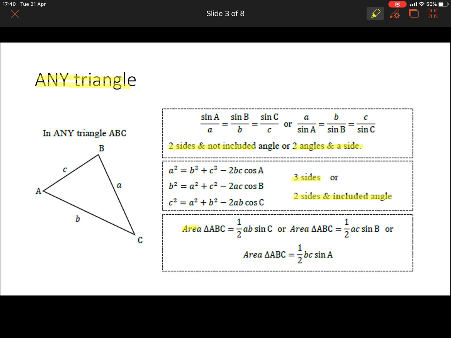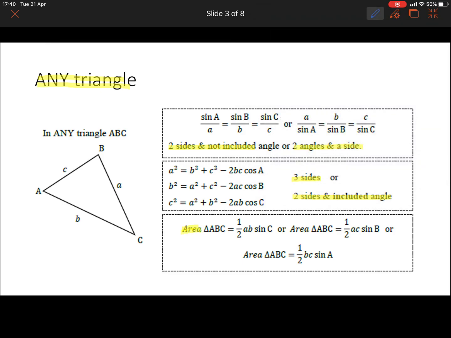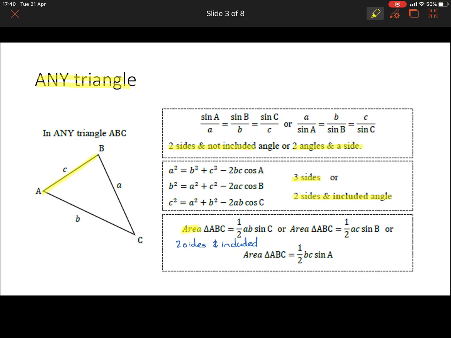Lastly, the area rule you generally use when you're trying to get the area. And the thing you need to remember here is it's going to be two sides and the included angle. So what I mean by the included angle, if I've got two sides, the included angle is the angle in between those two sides. It's included. That's what we mean by the included angle.